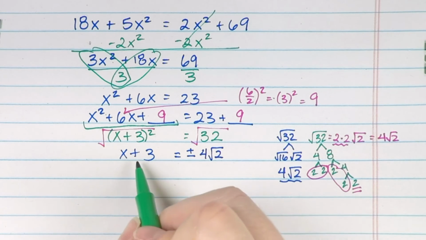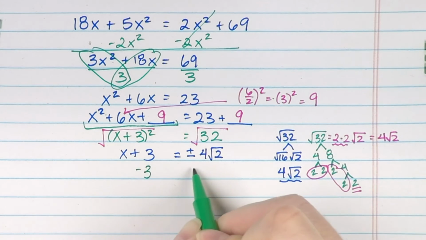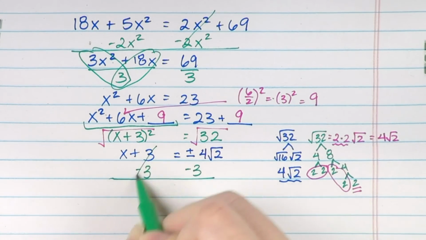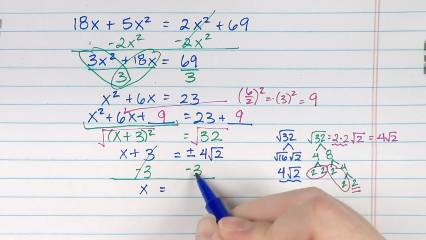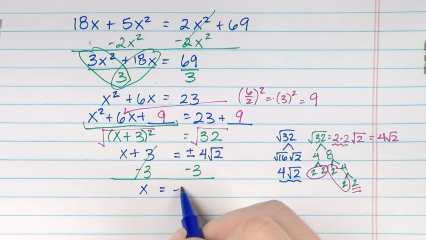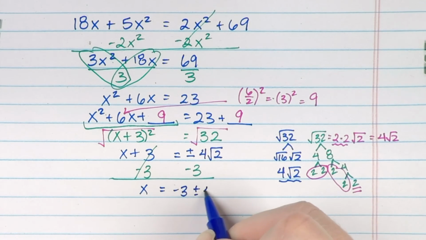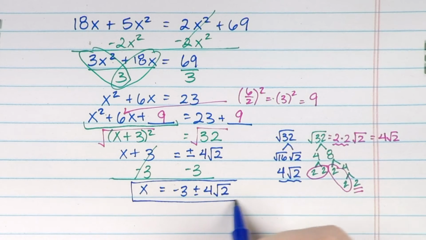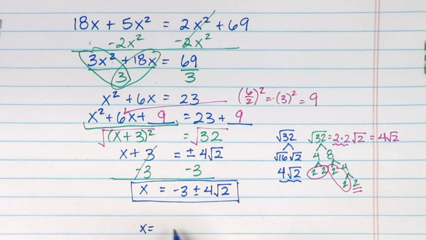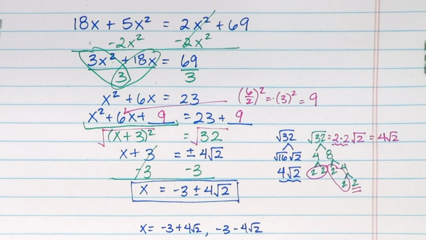Alright, now my last step, I just need to get this x by itself. I'm going to subtract 3 from both sides to cancel that out. So now I just have the x left over on the left side, and here I can't combine these since this has a radical but this term doesn't, so I'm going to leave them separate, and I'm going to put that radical at the end. So I'll have negative 3 plus or minus 4 rad 2. And here's my two solutions, which sometimes you might see this written out separately, negative 3 plus 4 rad 2, or negative 3 minus 4 rad 2.